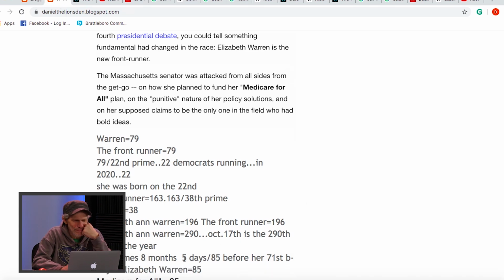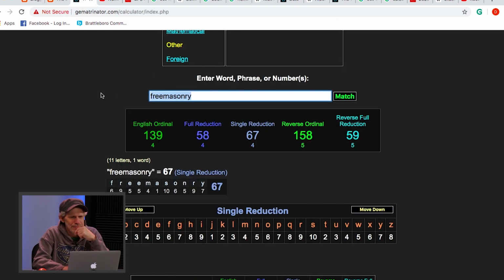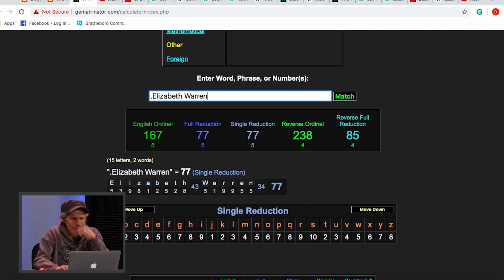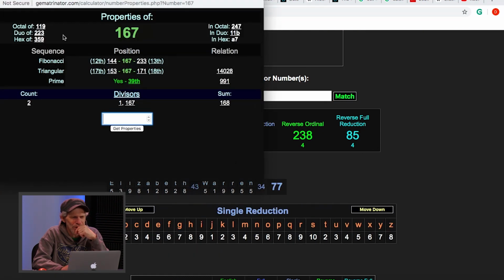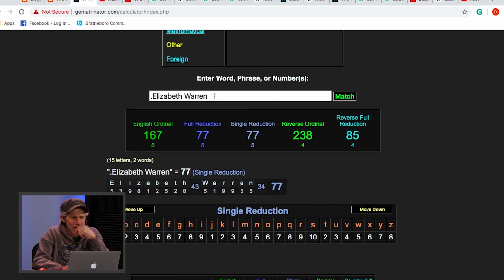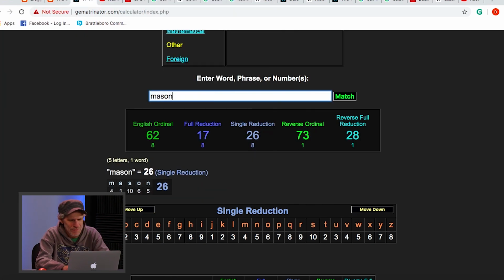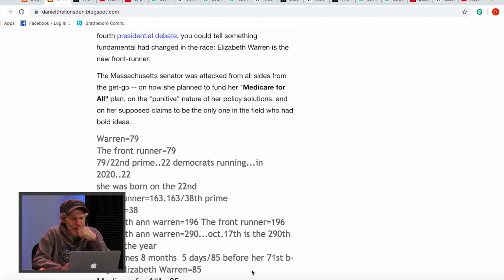So Elizabeth Warren equals 85. And this comes 8 months and 5 days before her 71st birthday. Just show you that. 85. Also 167, which is the 39th prime. 39, also about Masonry. 39. That's what this is about, really.